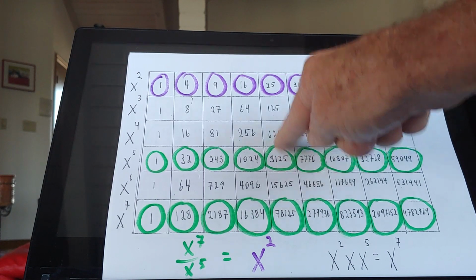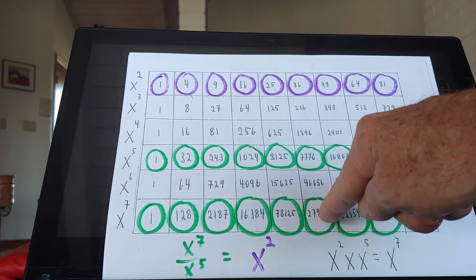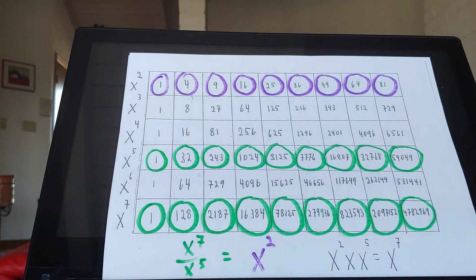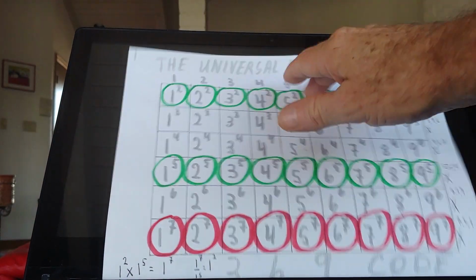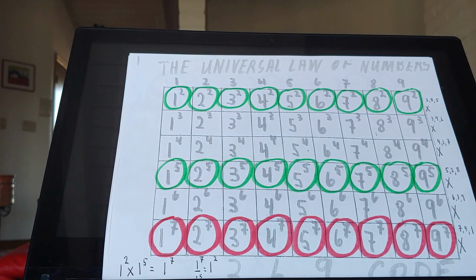And also, if we divide 78,125 by 3125, we will get 25. If we divide 279,936 by 7776, we will get 36. So we're just moving right along, and we're looking at how these things all work. 2 to the 2 times 2 to the 5th is 2 to the 7th.